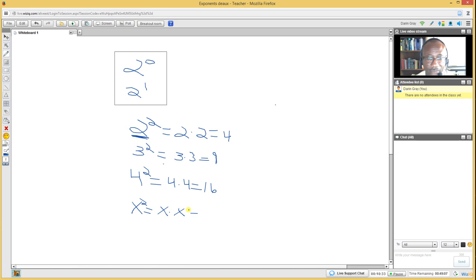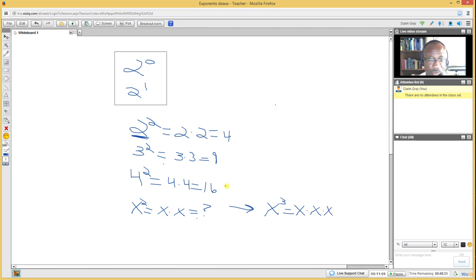But we don't have a value for that because we don't know what number that x is representing. And we don't need to know. Essentially what we're saying is x to the second power is just x times itself. And we can take that further. So x to the third power is going to be x times x times x.